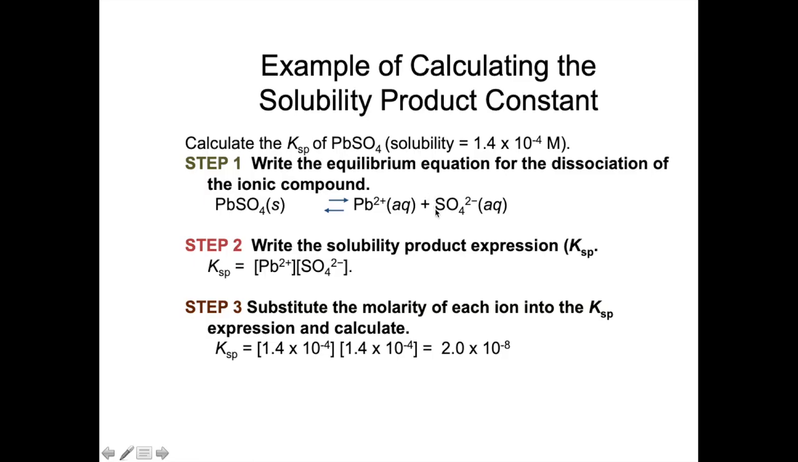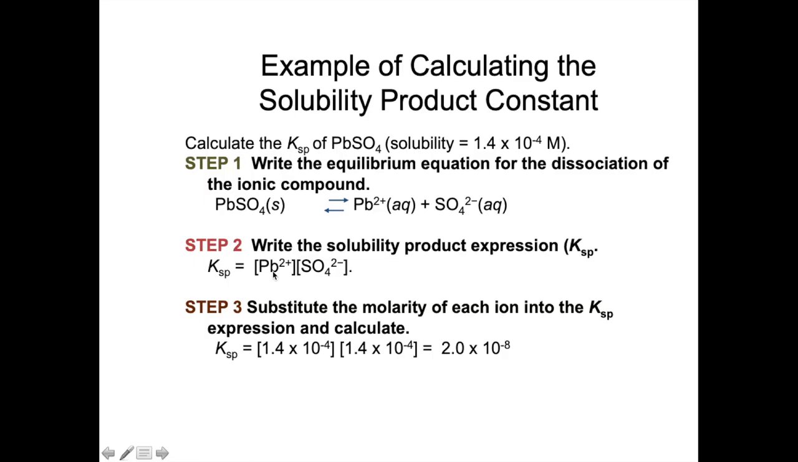Likewise, for sulfate, that's also a 1-to-1 ratio with our lead 2 sulfate, so its concentration is also going to be 1.4 times 10 to the negative 4 molar. Okay? So please note that it's a 1-to-1 ratio. Those numbers are going to be the same.